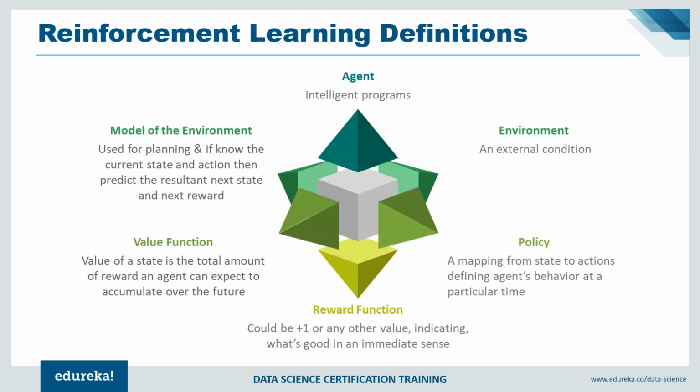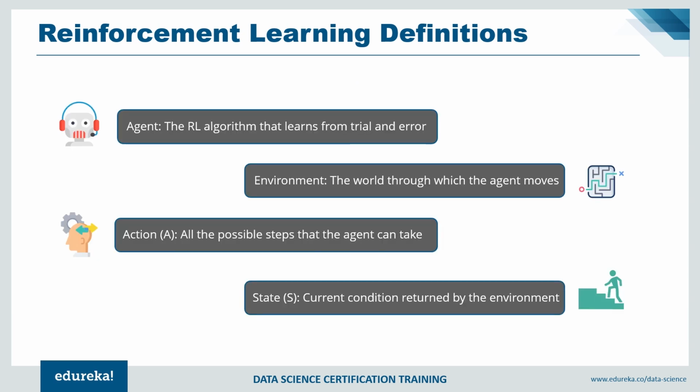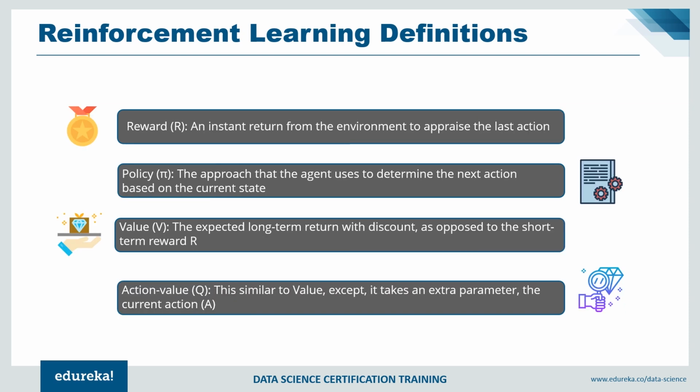So guys, if you have a look at some of the important reinforcement learning definitions, first of all, we have the agent. The reinforcement learning algorithm that learns from trial and error, that's the agent. Now, if we talk about environment, the world through which the agent moves, or the obstacles which the agent has to conquer, are the environment. Actions A are all the possible steps that the agent can take. The state S is the current condition returned by the environment. Then again, we have reward R, an instant return from the environment to appraise the last action. Then again, we have policy, which is pi.